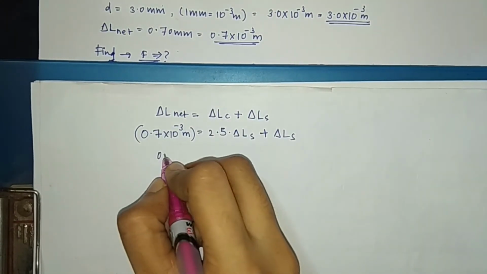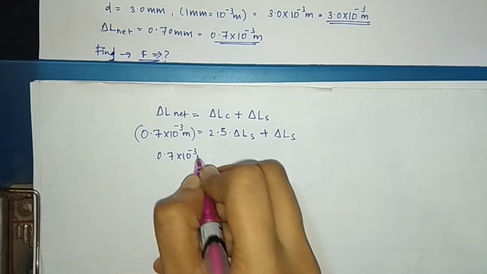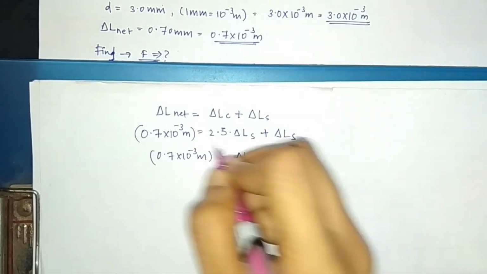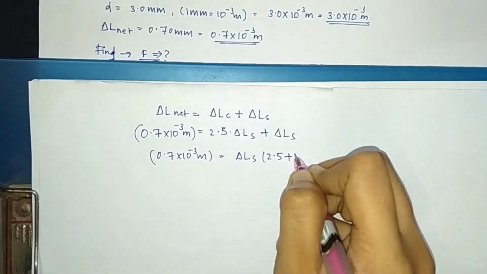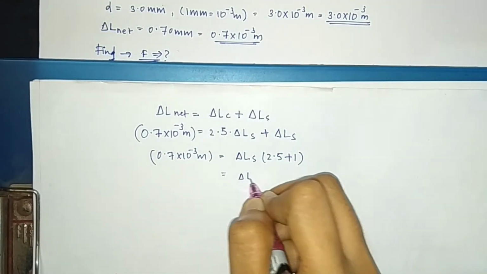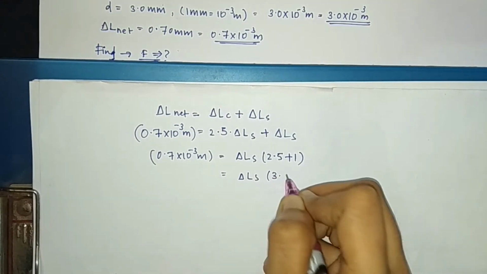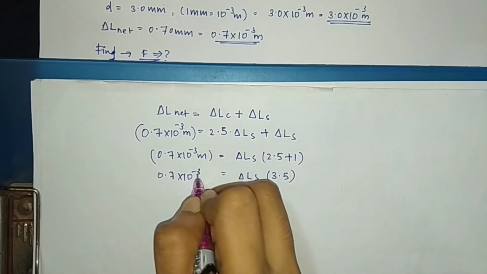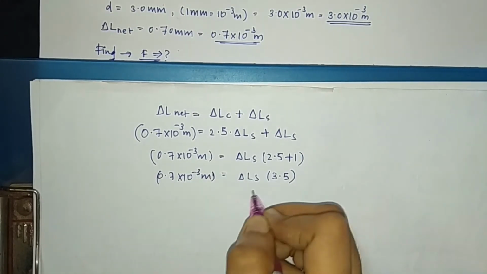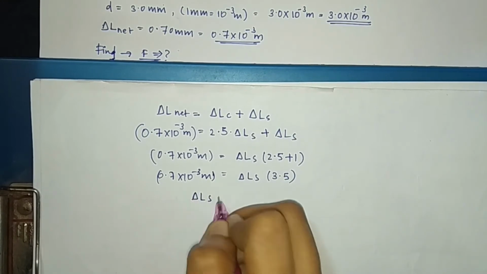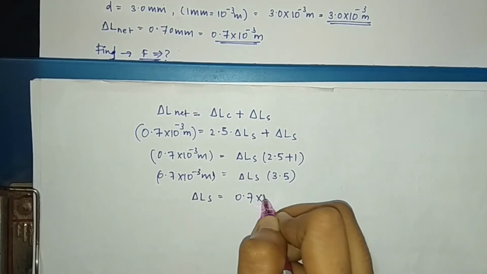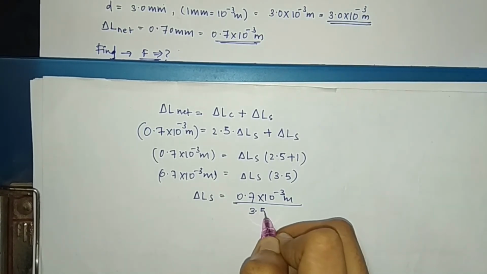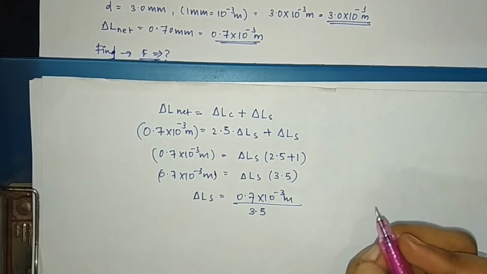So let's calculate. It is 0.7 times 10 raised to minus 3 meter. Delta LS can be taken as common. It is 2.5 plus 1. So delta LS times 3.5 is equal to 0.7 into 10 raised to minus 3 meters. So delta LS will be 0.7 times 10 raised to minus 3 meter divided by 3.5, right?